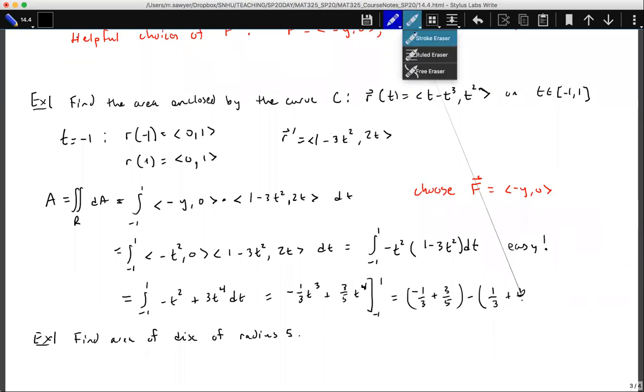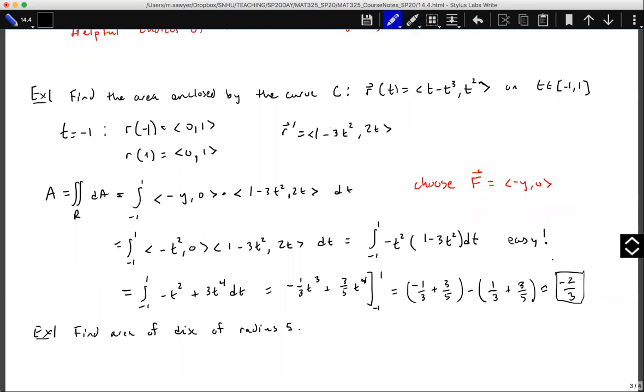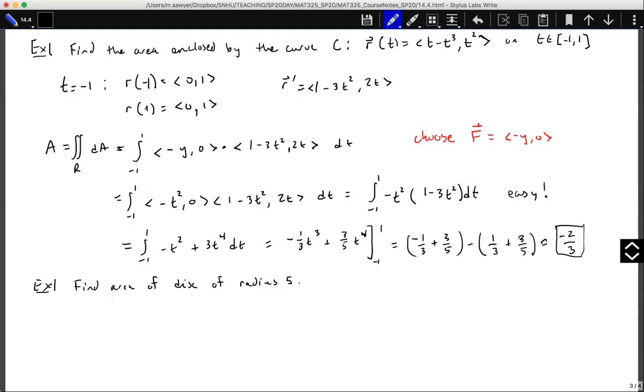Plus 3/5, 3/5, which gives us -2/3 as our final answer. We should have that be positive because we have our area here.